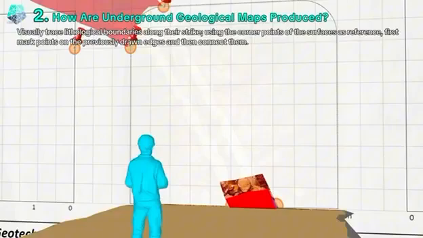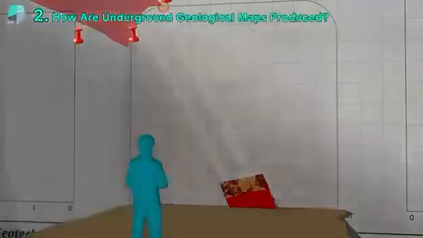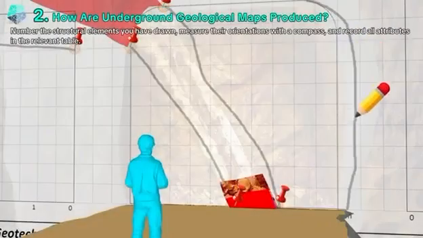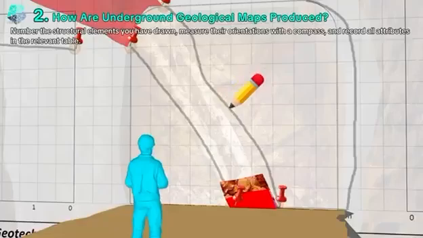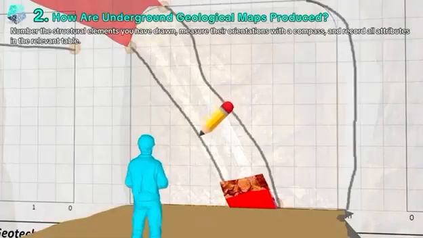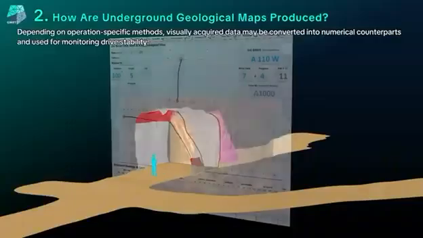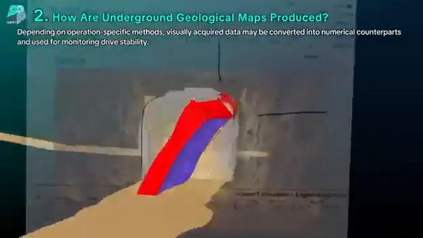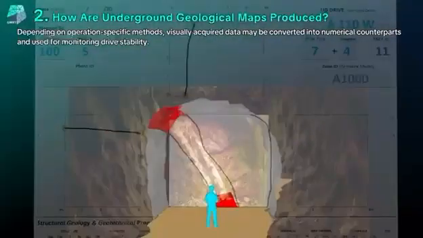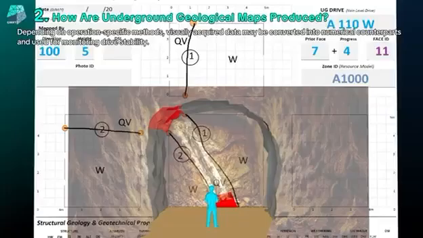Number the structural elements you have drawn, measure their orientations with a compass, and record all associated attributes in the relevant table. Depending on methods defined specifically for the operation, visually acquired data may be converted into numerical counterparts and used for monitoring gallery stability.